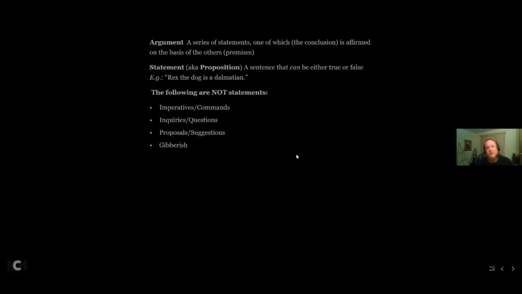Proposals are suggestions. So if I said something like, "Let's get a puppy," neither true nor false. Now the answer to that can be true or false, but the proposal or the suggestion itself is neither true nor false. So imperatives, inquiries, proposals: neither true nor false, and therefore they are not statements because they have no truth value. And then the fourth kind is fairly obvious. That would be gibberish. So if I say "blah, blah, blah," true or false? Nope. The notion of truth value does not apply.